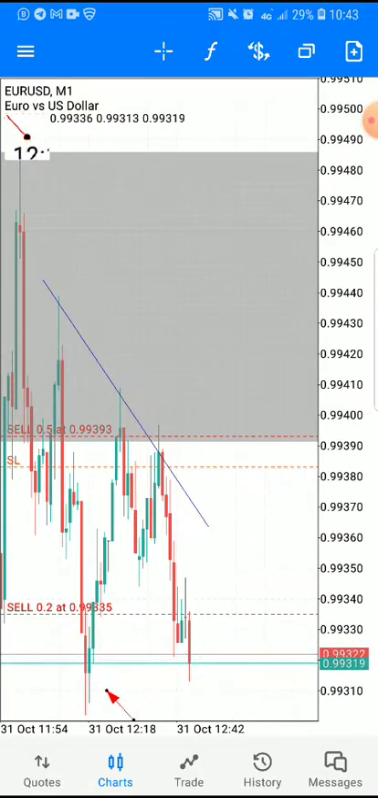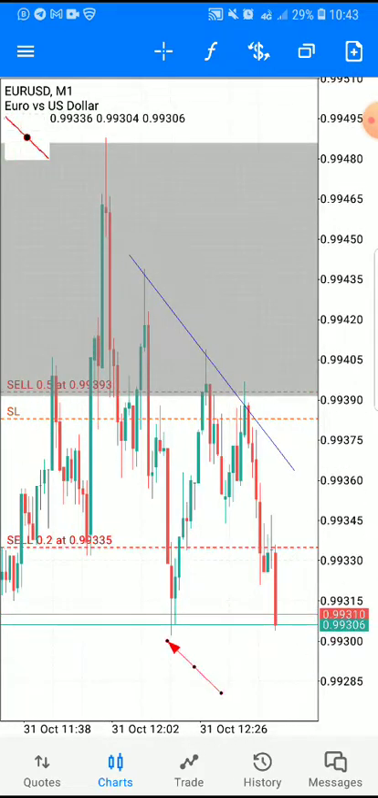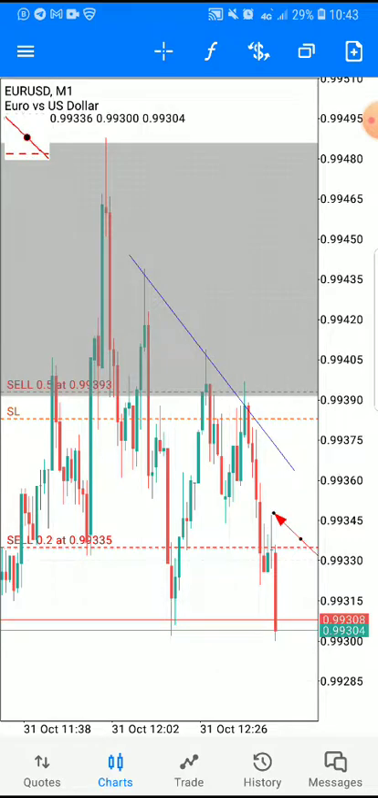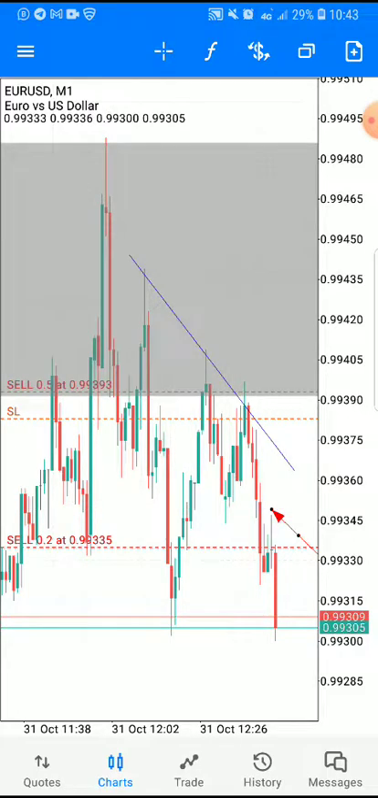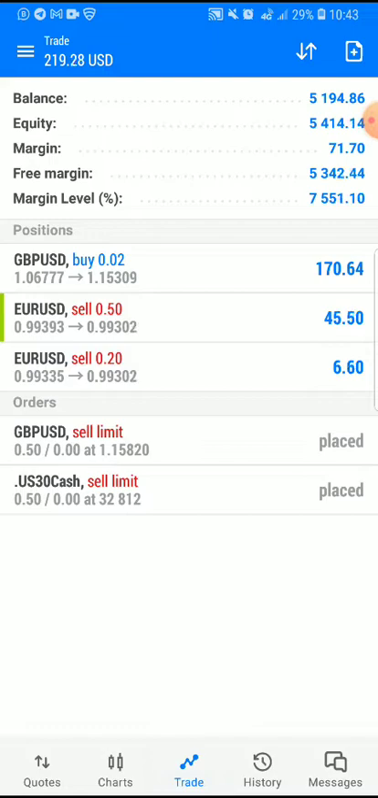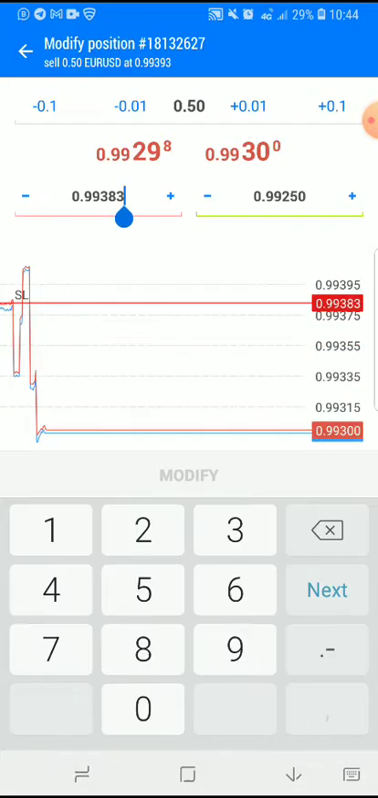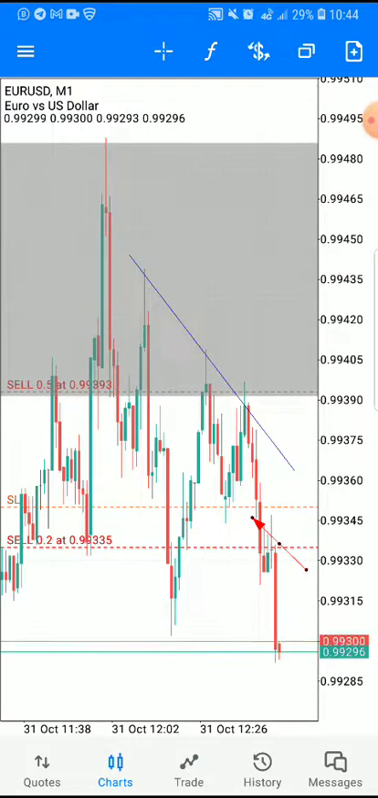So if it breaks below this level, let me show you guys. If it breaks below this low, then I'm gonna move my stop loss to this point, this high. Let me just check the price. 993.50. Yeah, it kind of broke it, so I think we're in a safe zone now. Remember, I'm doing this manually, but you can be doing this from anywhere you want.